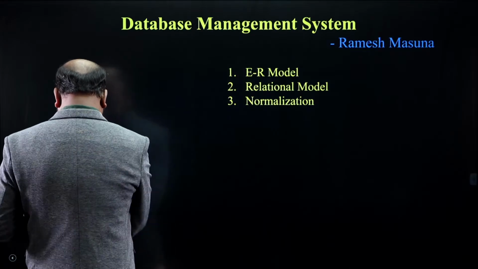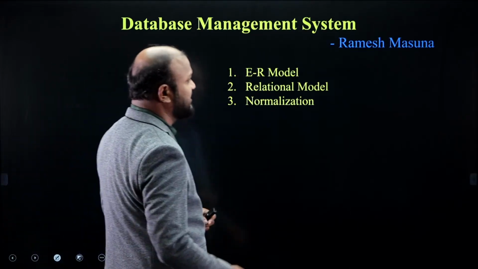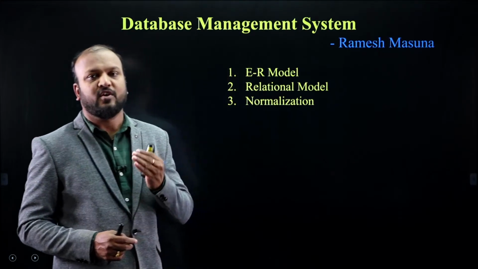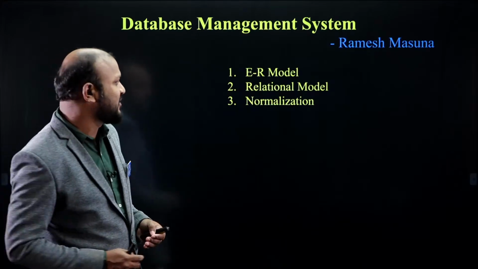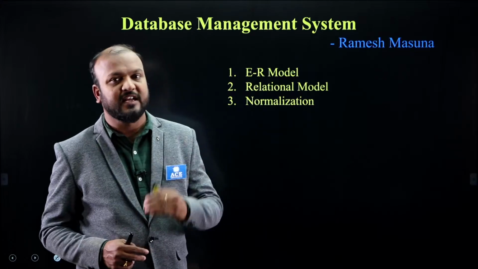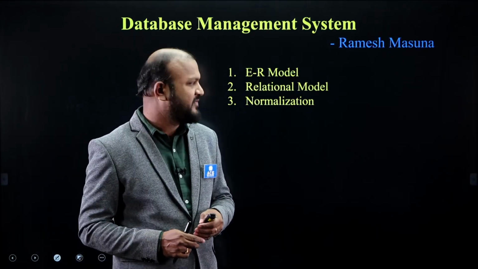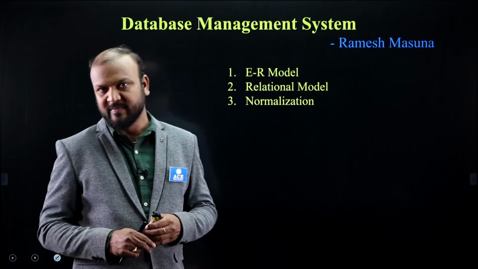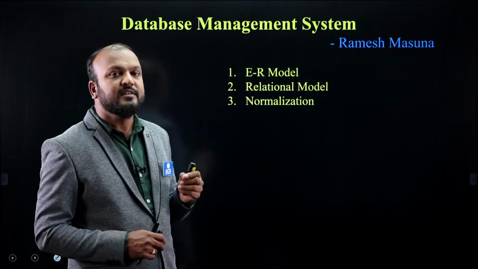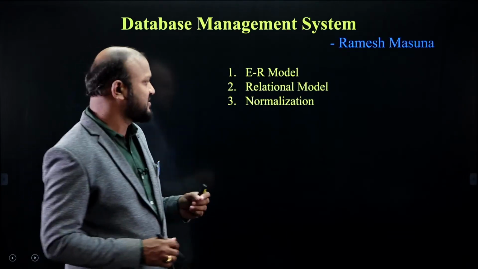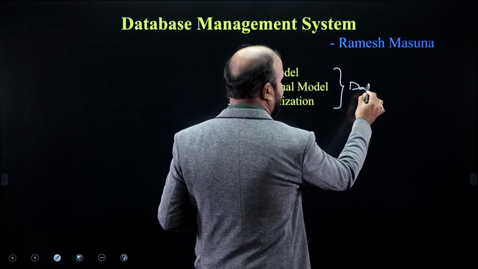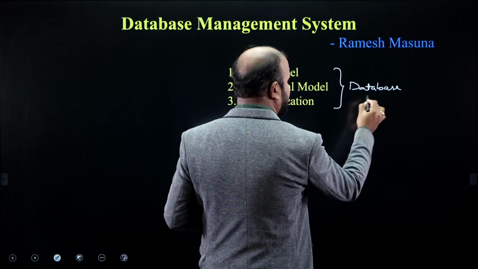Here, these three steps: the ER model is called conceptual database design, where a concept is converted into diagrammatical notations. And the relational model, where the diagrammatical notations are converted into table representation of the database. And the third one, normalization, where that table representation is refined for problems and the problems are minimized. This is called normalization. And these three steps come under database design.